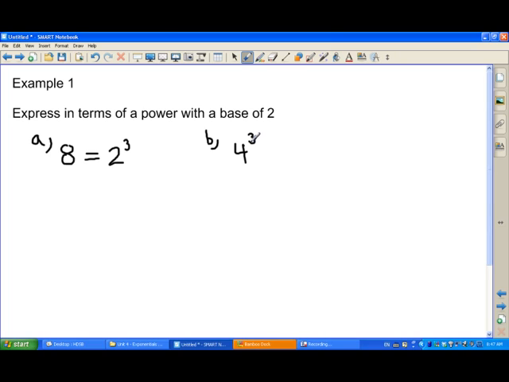Okay, a little bit more complicated, the number 4 to the power of 3. If I want to express this as a power with the base of 2, I should realize that the number 4 is the same as 2 squared to the power of 3. And using the power of power rule, this is the same as 2 to the power of 2 times 3, or 2 to the power of 6.